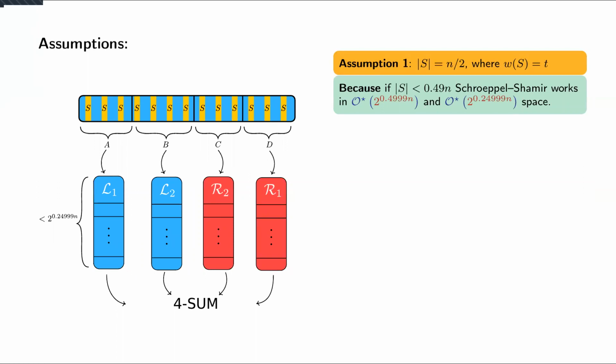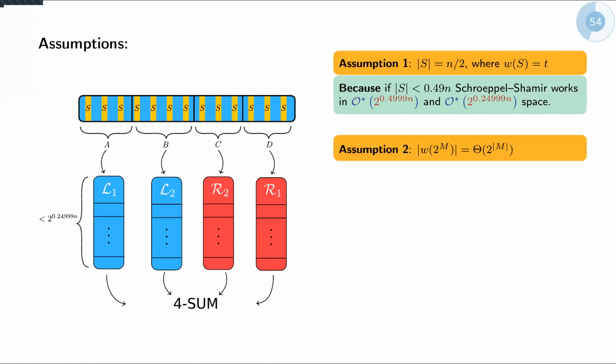And then if we enumerate this n/8, these sets, calligraphic L1 and calligraphic R1, will have size smaller than 2 to the 0.24999n. Then we can plug it into the four-sum algorithm, and it will give you a faster running time and space. So this is just the first assumption.